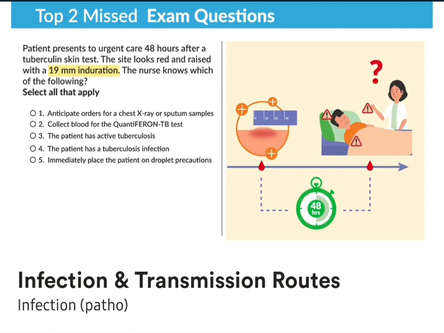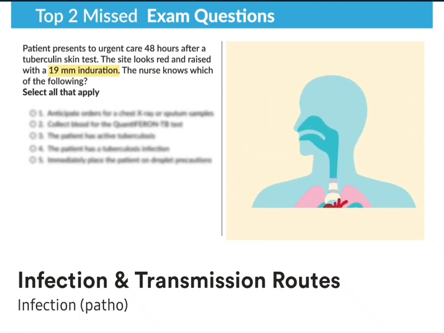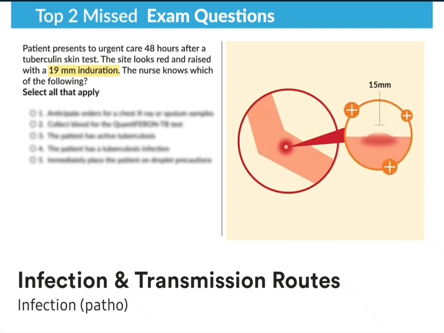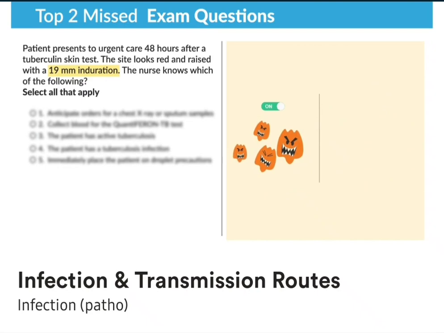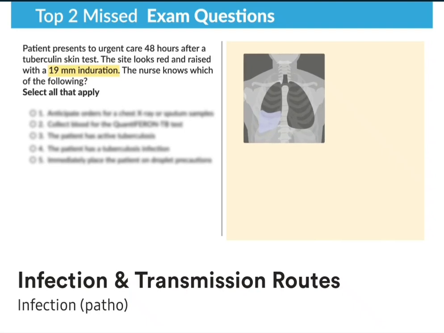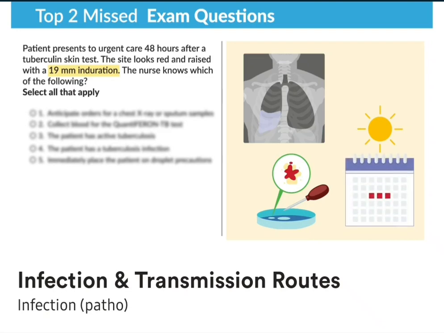Select all that apply. Okay, now before we look at the options, from the TB video, you know that TB is an airborne infectious disease. And anything over 15 millimeters is positive for TB infection. Now the real question is this. Is the TB active or inactive, aka latent? So we definitely do a chest x-ray to confirm the status, or 3 early morning sputum samples on 3 consecutive days.